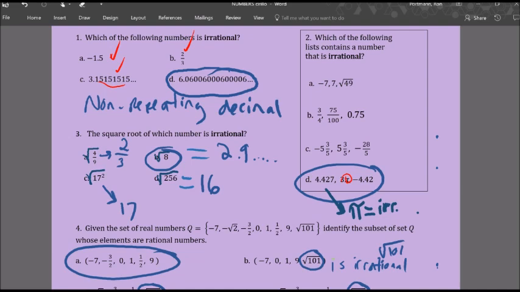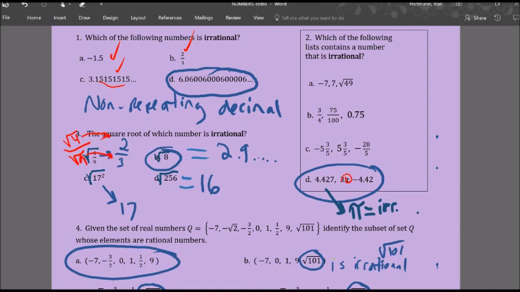Question number 3 says the square root of which number is irrational? You take the square root of 4 over 9. That's like saying the square root of 4 divided by the square root of 9. And the square root of 4 is 2, and the square root of 9 is 3. So that's going to be rational.